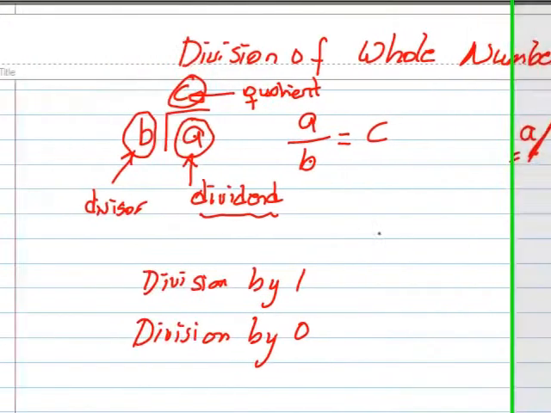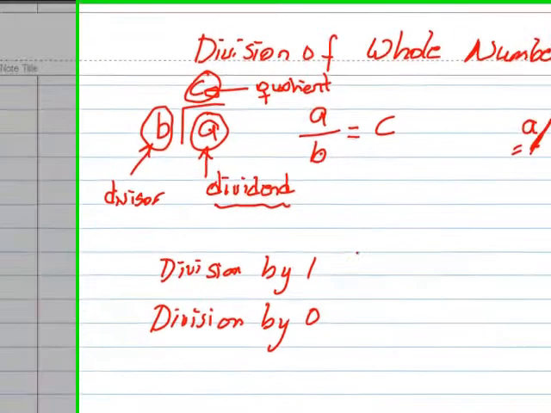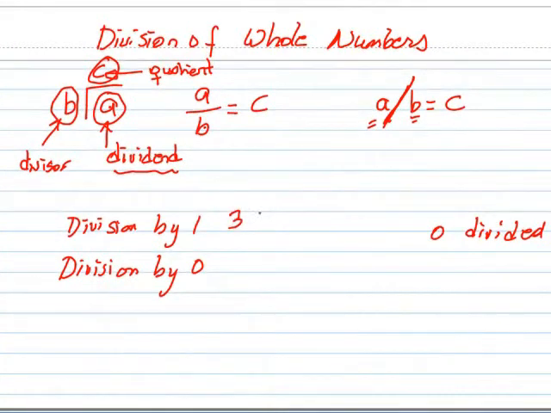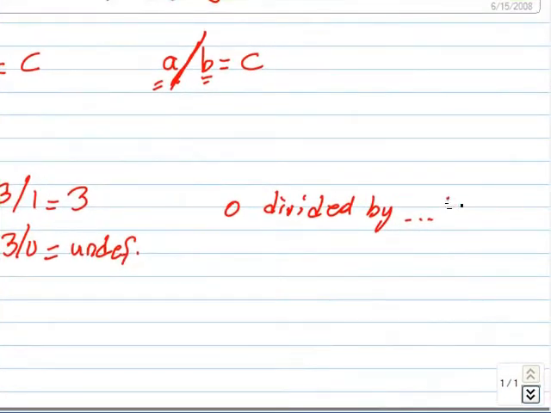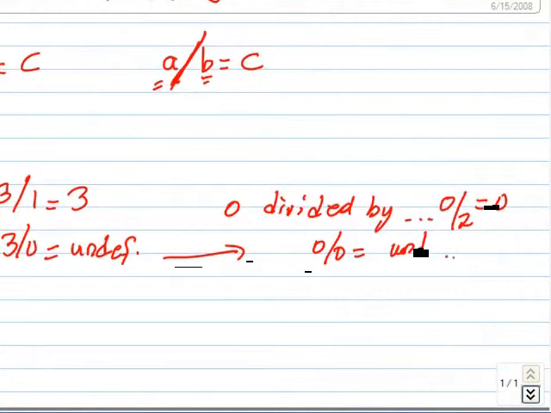Now let's look at a couple of rules. If you have a whole number and you divide it by 1, you'll get the whole number itself. That's the division by 1 rule. If you take a whole number and divide by 0, you're going to get an undefined answer. If you plug it in your calculator, it will give you an error. If you're dividing 0 by a whole number, you'll get 0. But if you divide by 0, regardless of whether or not you're dividing 0, you will get undefined. So dividing by 0 is not a good thing.